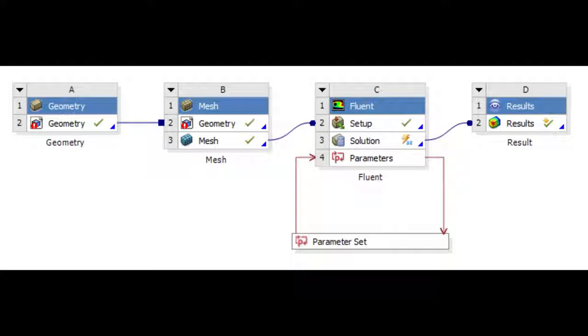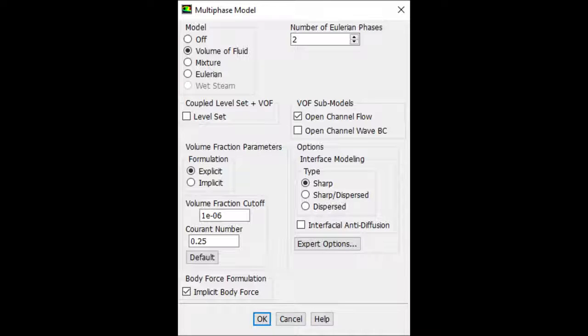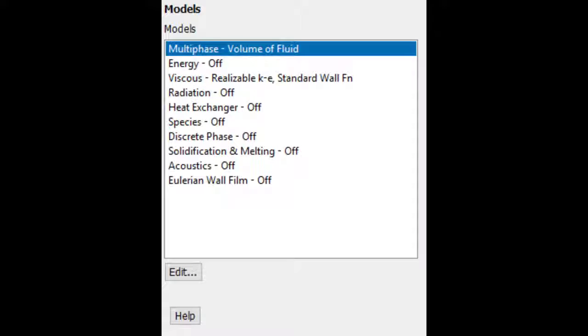This is what my final simulation looked like. I used a double precision explicit volume of fluid model with an open channel flow flag and a realizable k-epsilon model of viscosity.